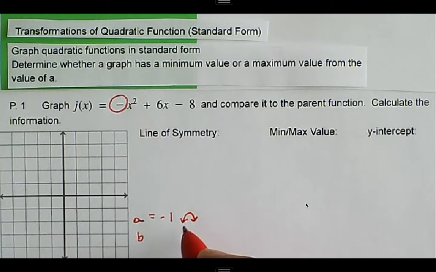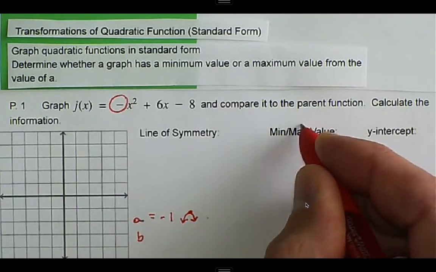I don't have a bottom because these arrows mean it keeps going. So I'm only going to have a top of the mountain, so I know I'm going to have a maximum value.